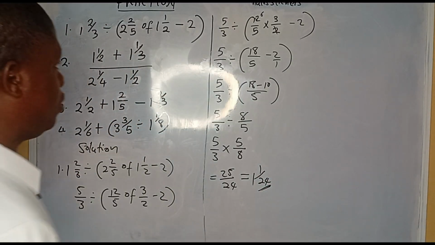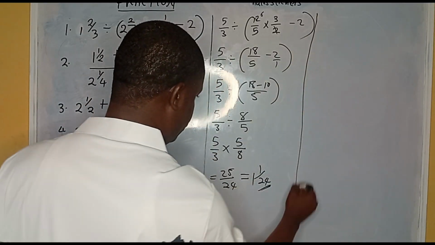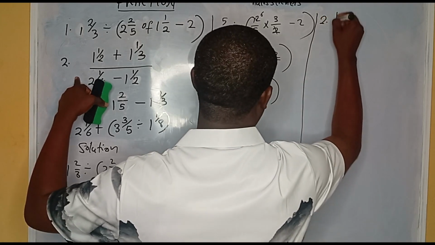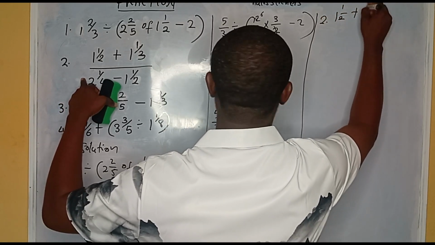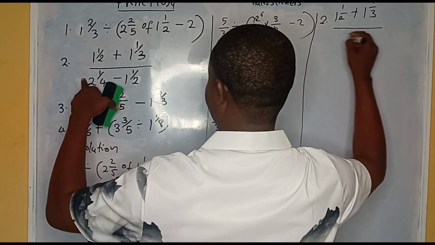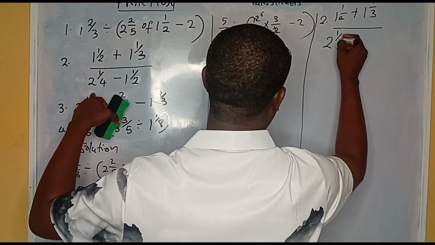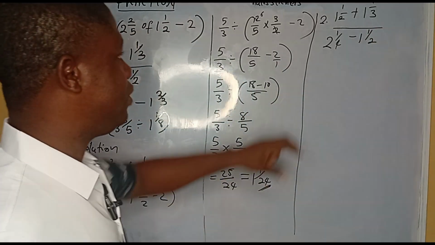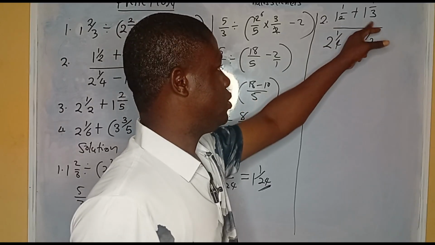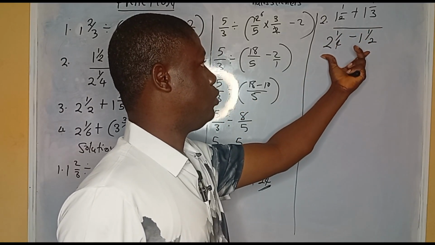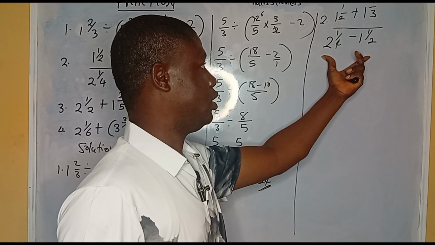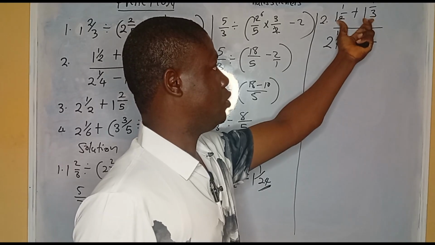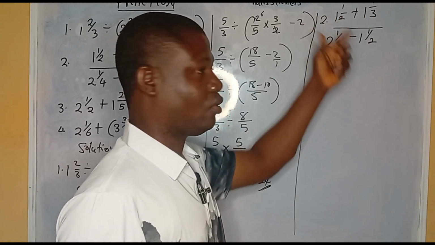So now let's look at the second problem, that is number 2. Number 2 is 1 whole number 1 over 2 plus 1 whole number 1 over 3, divided by 2 whole number 1 over 4 minus 1 whole number 1 over 2. So here we are having this plus this, then everything divided by what we have on the denominator. So first of all, let's know what the numerator will give us and what the denominator will give us. Then we can continue from there.